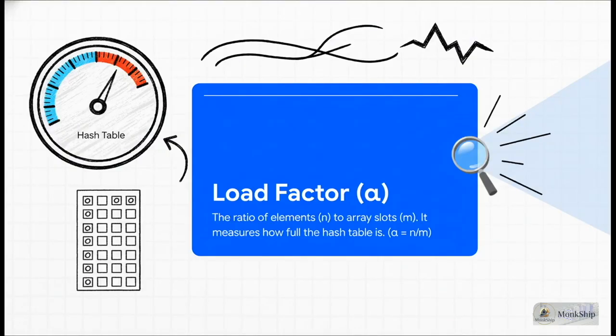Now, before we go any deeper, we need to talk about one really critical number, the load factor. You can just think of it as our how full are we meter. It's just the number of items we have divided by the number of total slots available. If this number gets too high, our table gets too crowded, collisions happen way more often, and everything slows down. So the number 1 rule is keep the load factor low.